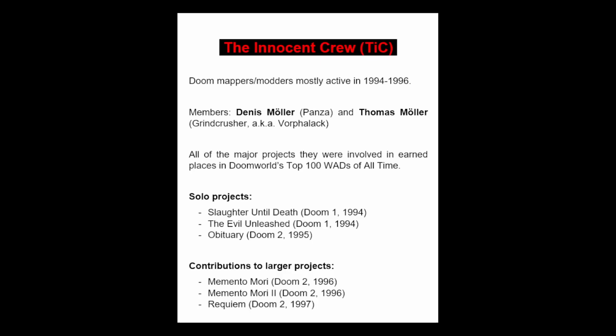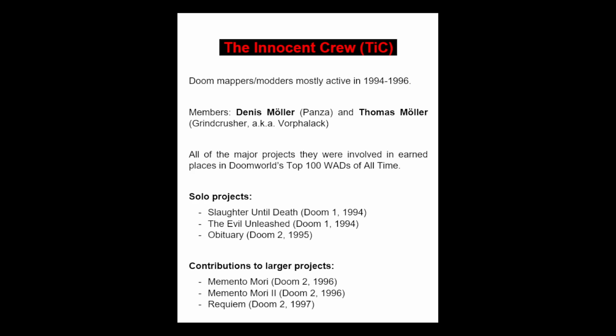So, who were these people, and what did they do? The Innocent Crew consisted of two brothers, Dennis and Thomas Mueller. They became a team in 1992, when they were making some Wolf 3D custom maps, but they were mostly active and did their most significant projects in the period from 94 to 96.